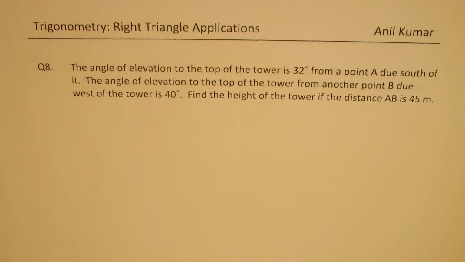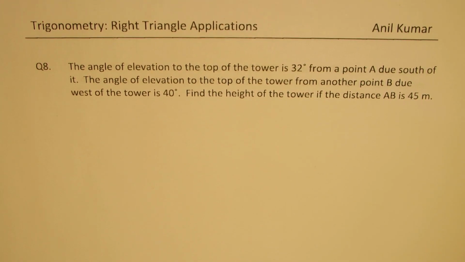We are almost at the end. Questions number 8, 9, and 10, right? Question number 8. The angle of elevation to the top of a tower is 32 degrees from a point A due south of it. The angle of elevation to the top of the tower from another point B due west of the tower is 40 degrees. Find the height of the tower if the distance AB is 45 meters.